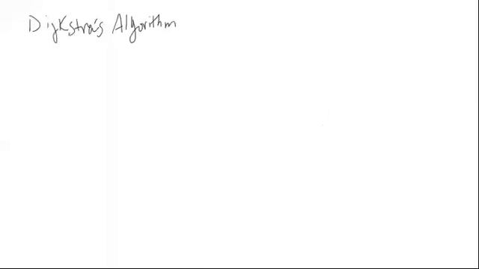Powell. Let's take a look at Dijkstra's algorithm, which finds the shortest path in a weighted, undirected graph from a vertex to another one. So how does this work?